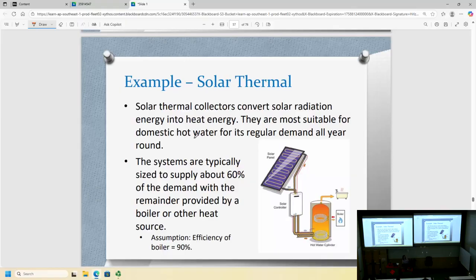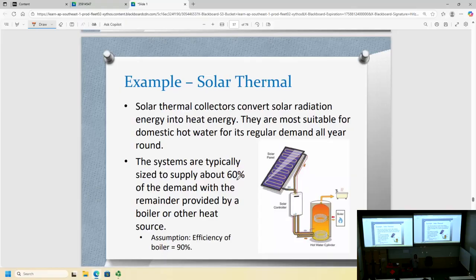So the system is typically sized to supply 60% of the demand, with the remainder provided by a boiler or other heat source. So why is that? Why not 100%? 100% of the demand would be the maximum demand during winter. During winter, we need more heat energy for heating up the water.